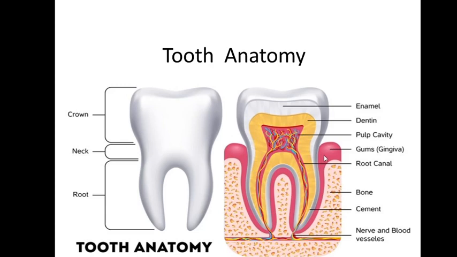Then we go to the roots. The root is the larger portion of the tooth. It extends from the neck to the apex. This is the apex, and it allows the tooth to be secured in the socket.